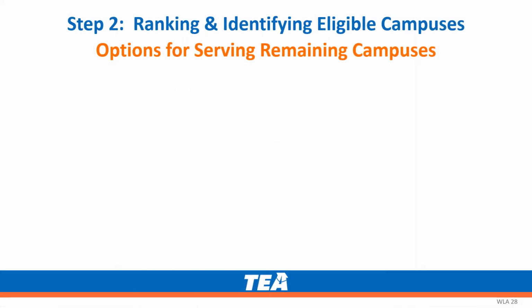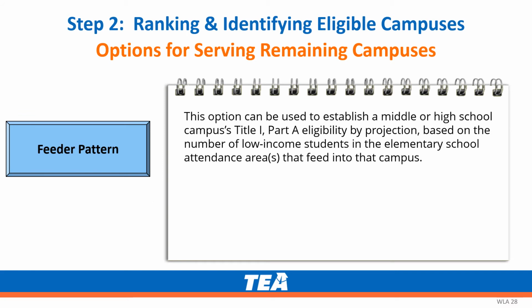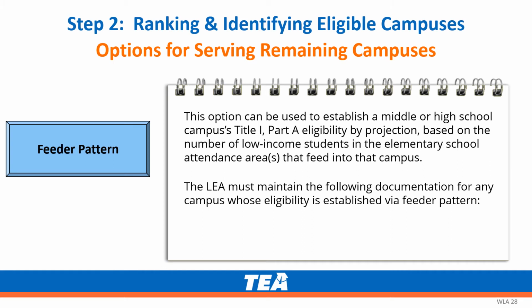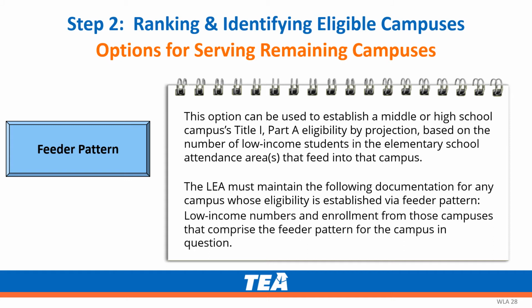We will now look at the feeder pattern option. This option can be used to establish a middle or high school campus's Title I Part A eligibility by projection, based on the number of low-income students in the elementary school attendance areas that feed into that campus. The LEA must maintain the following documentation for any campus whose eligibility is established via feeder pattern: low-income numbers and enrollment from those campuses that comprise the feeder pattern for the campus in question.